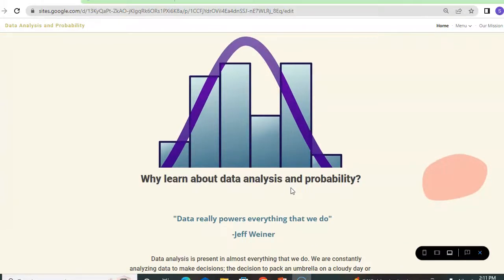The question is, why should we learn about data analysis and probability? Well, it is important because data is a part of everything that we do. The decisions we make every day are based upon data.